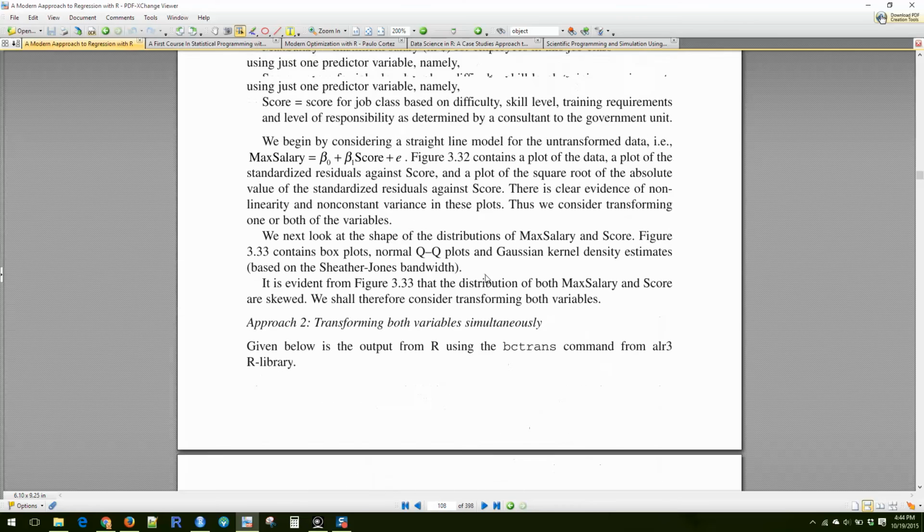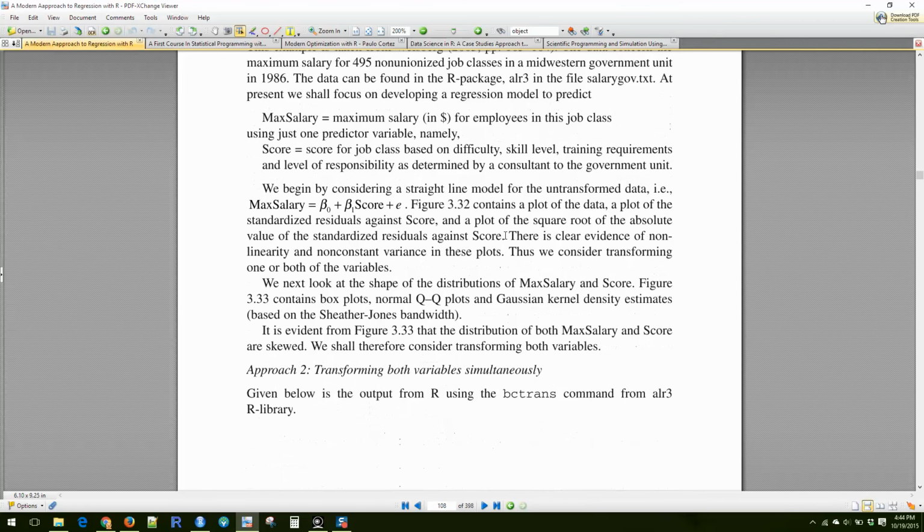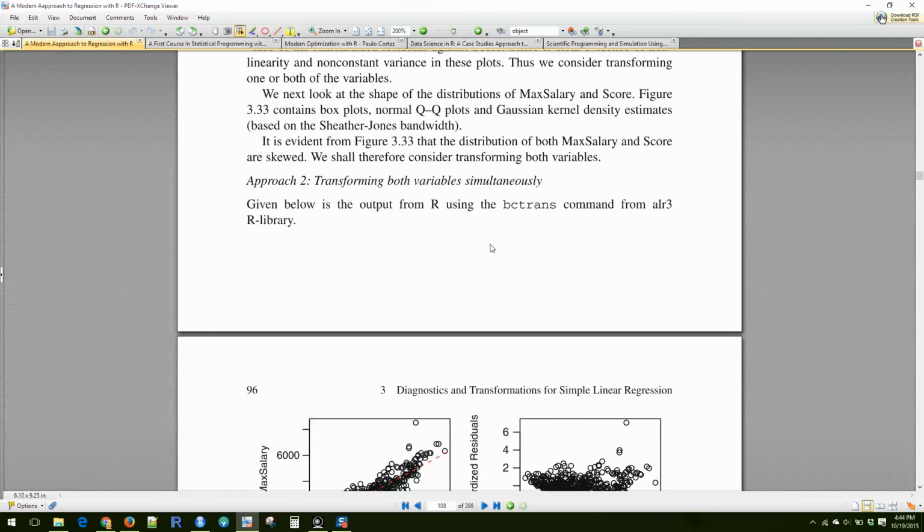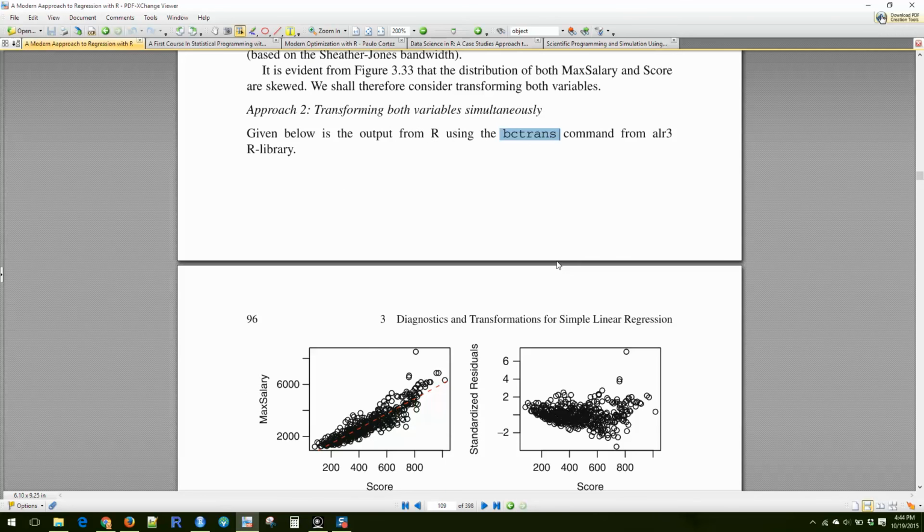Okay, so the book talks about transforming one at a time or both at the same time. Okay, and there's a function called BC trans, and I'll make sure to have the code appropriately printed in the R Markdown file when I post it.